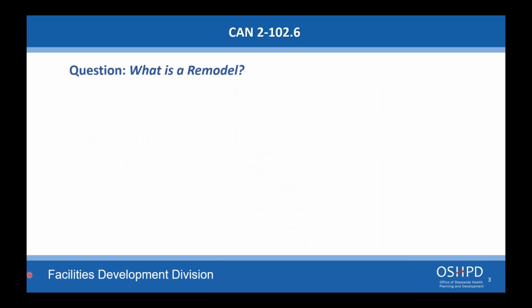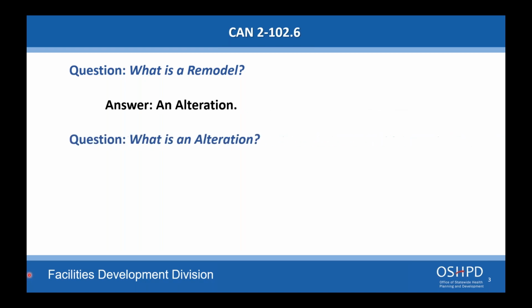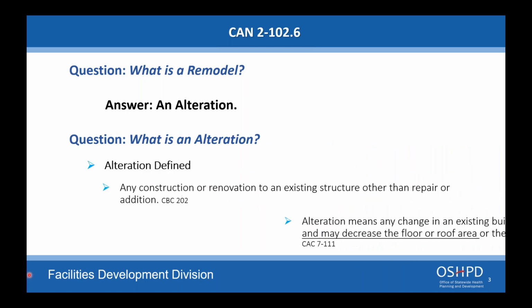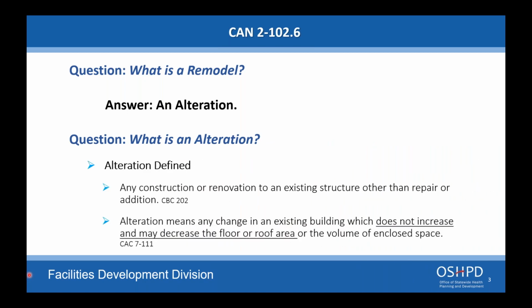So the first thing we want to start out with is, what is a remodel? If you look in the building code, there is no definition of remodel. So the answer is, it's an alteration. So what is an alteration? An alteration is defined as any construction or renovation to an existing structure other than repair or addition. An alteration also means any change in an existing building which does not increase and may even decrease the floor or roof area or the volume of the enclosed space. So basically, it's almost everything other than an addition or a new building or a repair.